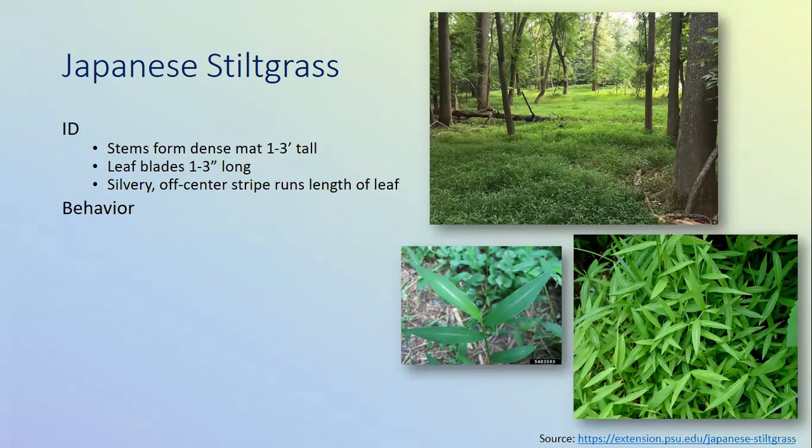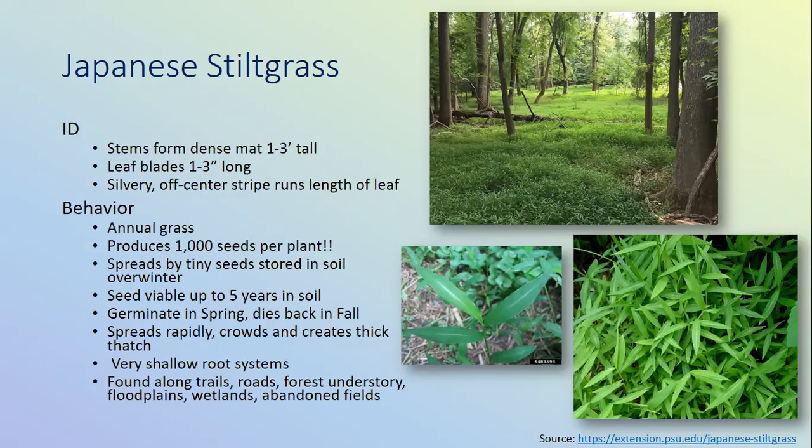Its stems form a really dense mat. They don't get too tall, only about 1 to 3 feet, but they're very dense and they'll take over a whole woodland area. They do have a characteristic silvery stripe that runs the length of their leaf. They were first reported in 1919, and they were originally used as a packing material for imported porcelain from China, which is an interesting fact. It is an annual grass, so that contributes to its difficulty to manage. It produces about 1,000 seeds per plant. If you look at the photo, one plant's pretty small, so it's astonishing how much it can seed.